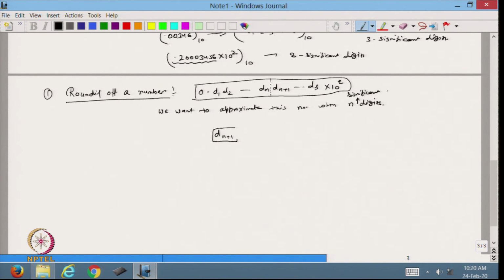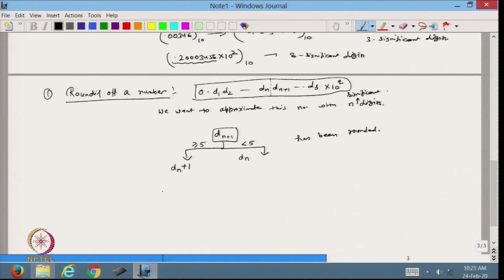So, this number can be considered in two cases: dn+1 greater than or equal to 5, and less than 5. If this number is greater than or equal to 5, then the nth digit will be increased by 1; otherwise dn remains the same as dn. That is called the rounding of a number, or we can say this number has been rounded off.